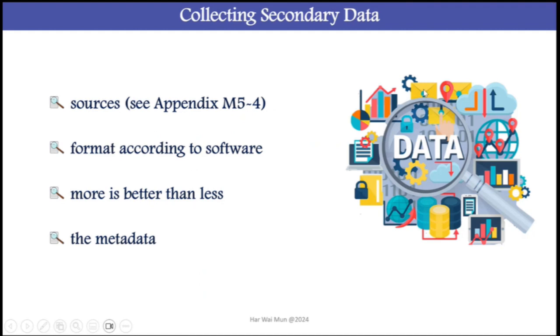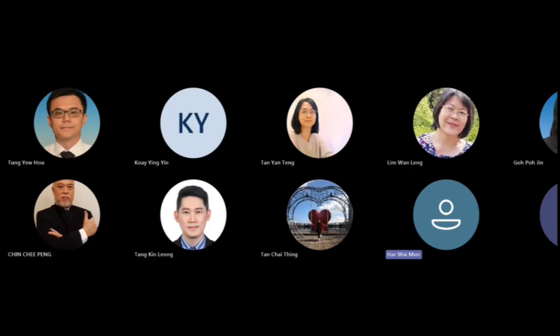Then collecting secondary data, okay? Appendix 5 or 4, later we'll see the sources, right? Okay? Yeah, various sources to collect from, right? In the appendix there, maybe we show the appendix. Okay?